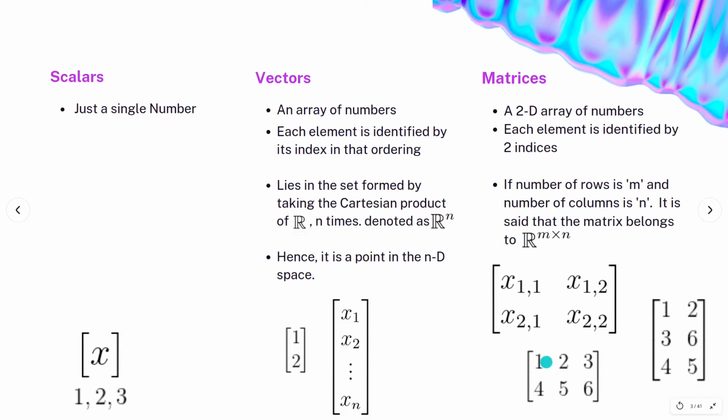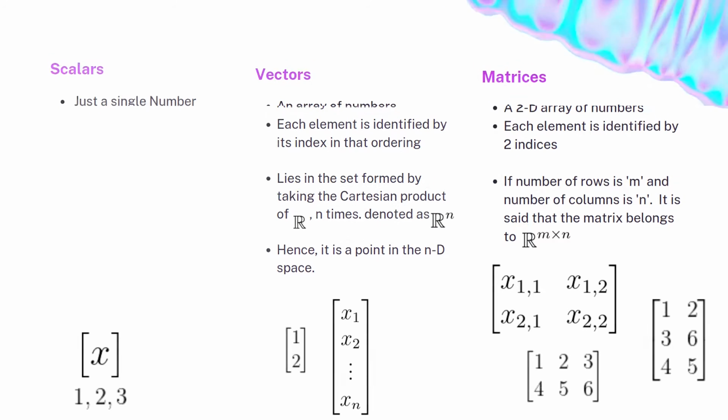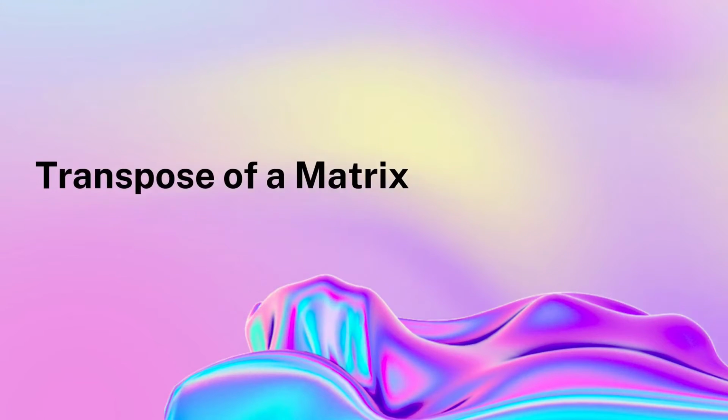Similarly here, this is the 1, 1 element and this is the 2, 2 element, right? This is the first row, first column, this is second row, second column. So this is the main diagonal here. And similarly 1, 6 forms the main diagonal in this matrix. With this out of the way, we can go and define what we mean by transpose of a matrix.